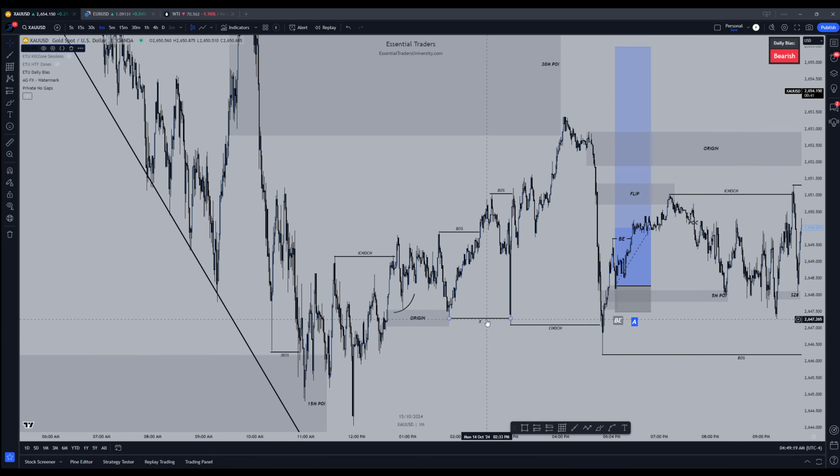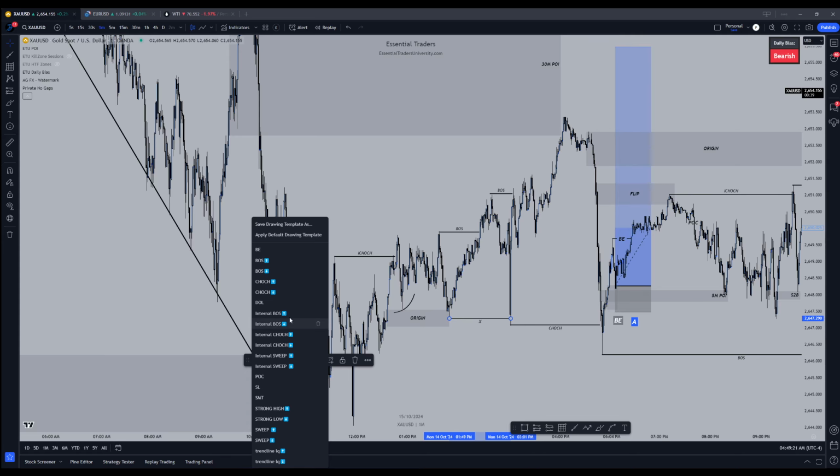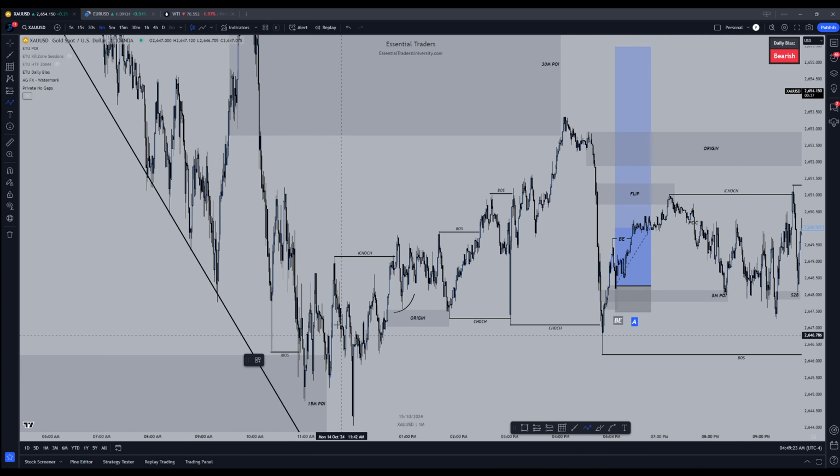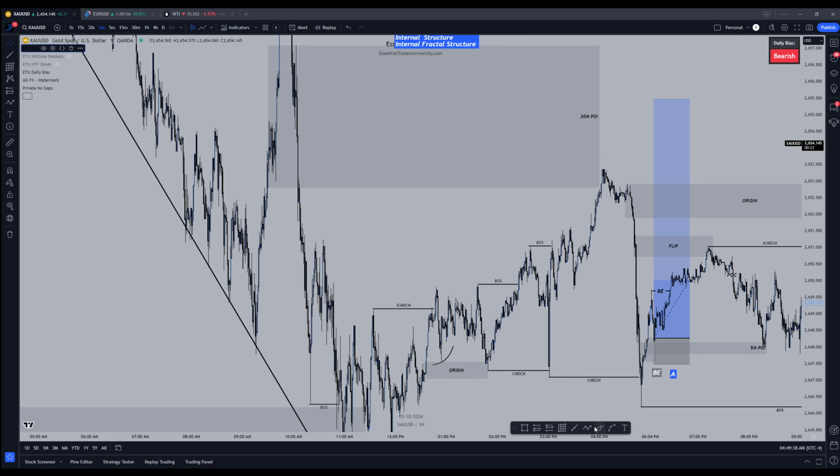Why is this not a change of character? This should be a change of character, right? Because this is the last low that made the high. This should be a strong low. It got taken out, so we should be going down, right? No. Why? Look to the left.